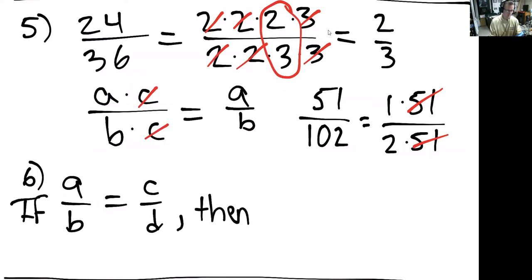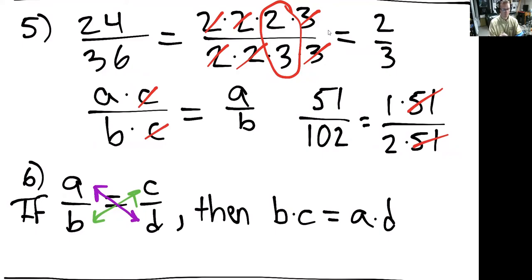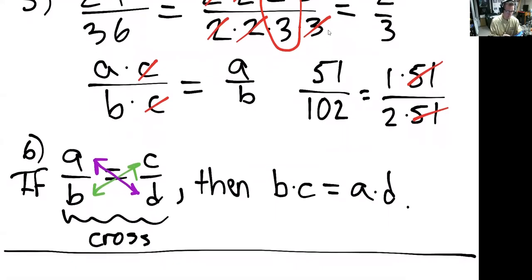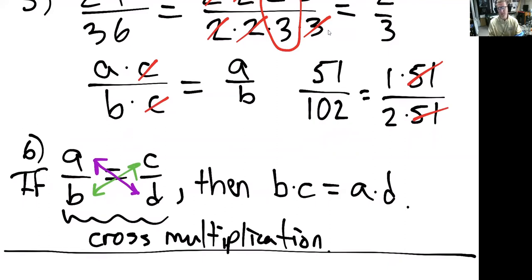So if this is true, then we know without a doubt that B times C, that's this left denominator times this right numerator, is equal to A times D. That's this other pairing. Okay. Period. It's a statement. So if you have something like this, a proportion, two fractions are equal, you know that for a fact, then what you can do is this thing that's commonly termed cross multiplication, to get an equivalent statement for this setting, right? If you know this proportion is true, then you know that this product equality also holds.